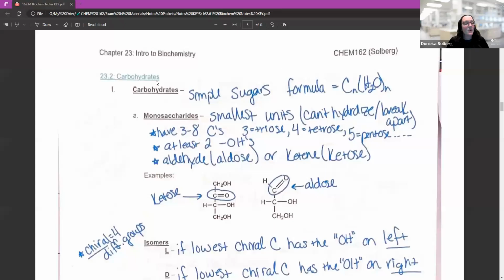So now we are going to talk about the next group. We talked about lipids. Now we're talking about carbohydrates. Okay, so I changed my pointer. Hopefully you can see it a little bit better. So what are carbohydrates? Well, carbohydrates are made from simple sugars.